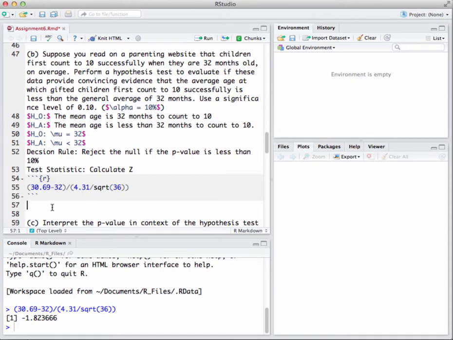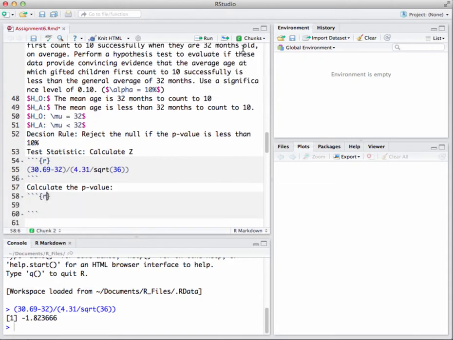All right, so what's the next step in what we're supposed to do here? Once we've calculated our test statistic and our decision rule, we're now going to go ahead and calculate the p-value. You should take this problem as a template of how you should go about doing these particular problems. Now, don't calculate a p-value without drawing a picture. I'm going to go ahead and insert a chunk here because I'm going to need to do some pnorm in just a minute. But before we do the pnorm, we definitely want to draw a picture.